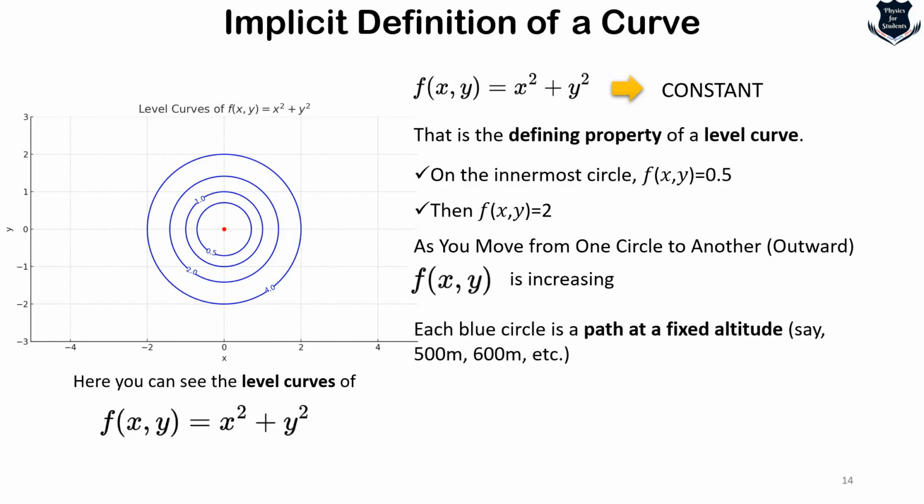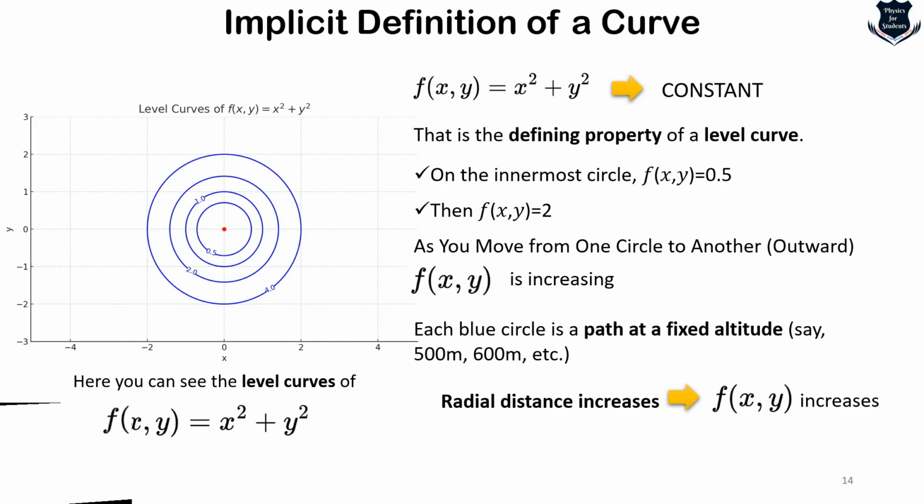So each blue circle can actually represent a path at a fixed altitude. For example, you can understand that altitude is, say, 500 meters, 600 meters, and so on. So the value of f of x, y is increasing as you move further and further from the origin, because x squared plus y squared is increasing. So the radial distance here, f of x, y, increases.